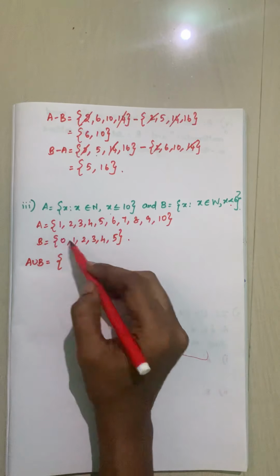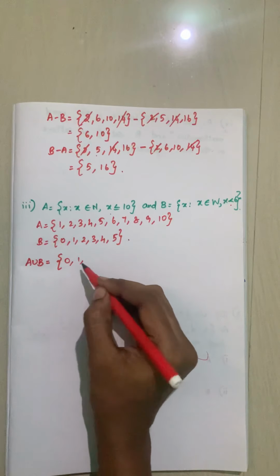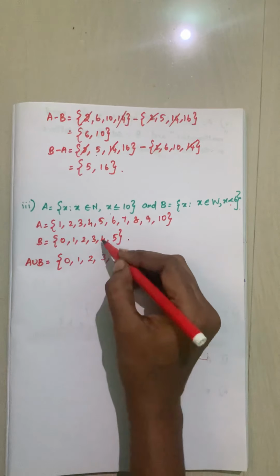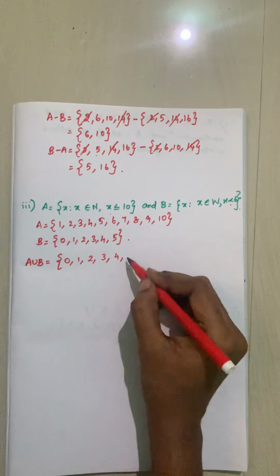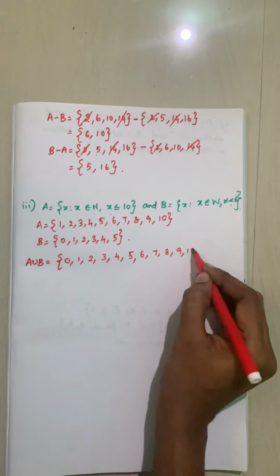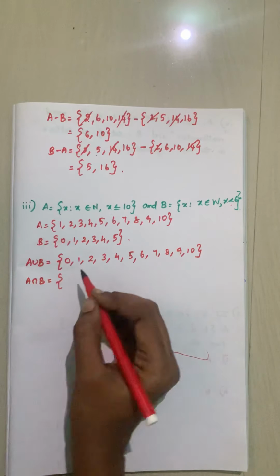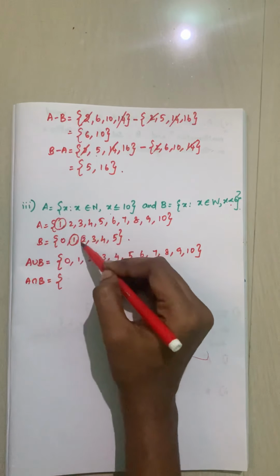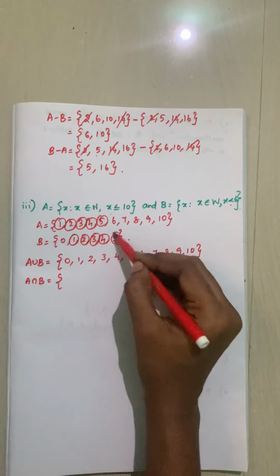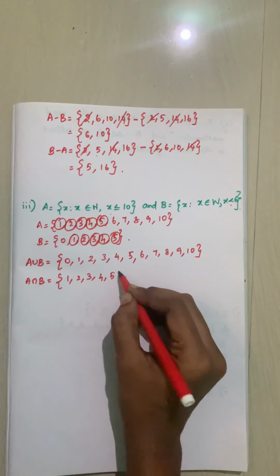How will you write? You have to write all the terms. 0, double 1, so only one time. Double 2, only one time. Double 3, only one time. Double 4, only one time. And double 5, only one time. And 6, 7, 8 and 9, 10. So this is your A union B. A intersection B means mark the common terms 3, 3, 4, 4 and 5, 5. So you can write 1, 2, 3, 4, 5.